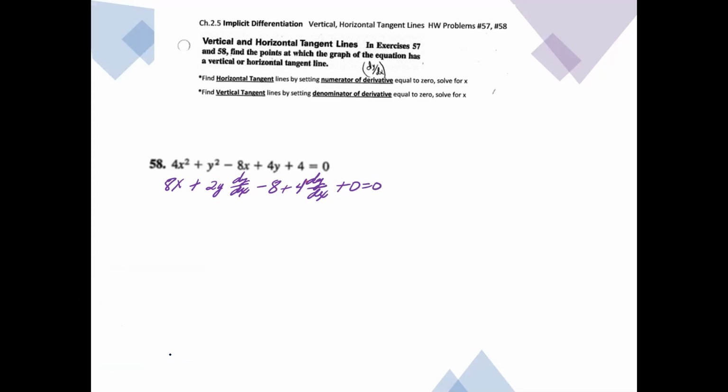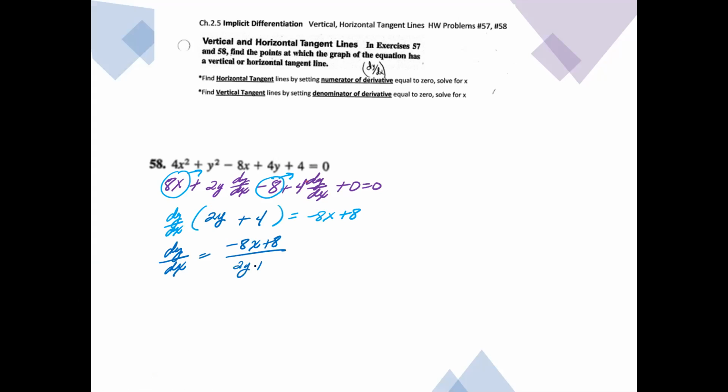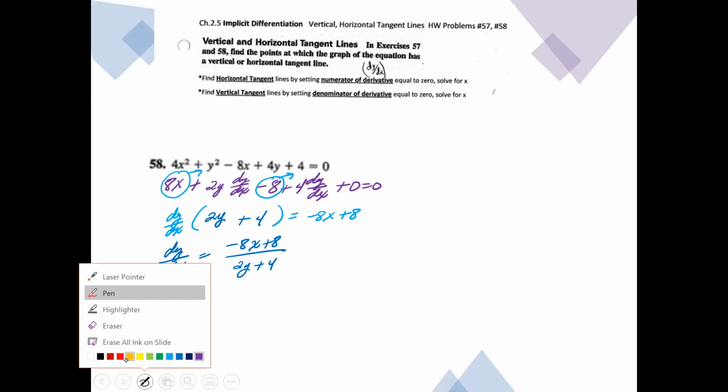Then you're going to move anything that doesn't have a dy over dx over to the right side. So that gives you a negative 8x. That gives you a positive 8. If I factor out the dy over dx, what remains inside the parenthesis is going to be a 2y plus 4. So then when I divide by 2y plus 4, I will have a negative 8x plus 8 divided by 2y plus 4. Now that this is set up, I can go ahead and find the horizontal tangent and the vertical tangent.